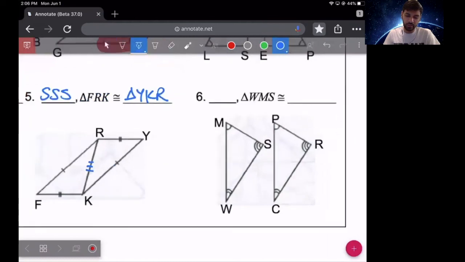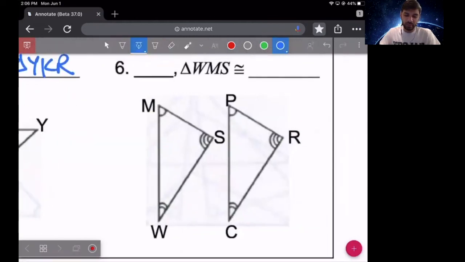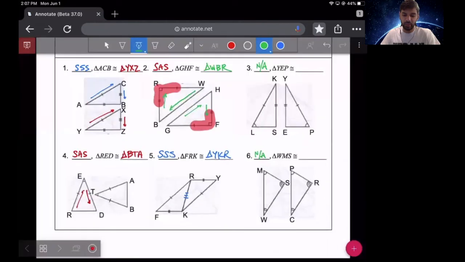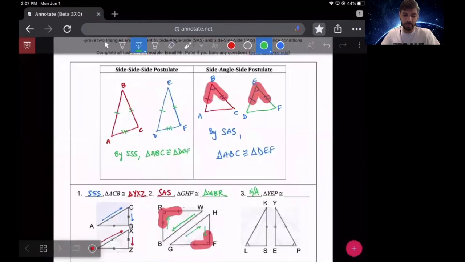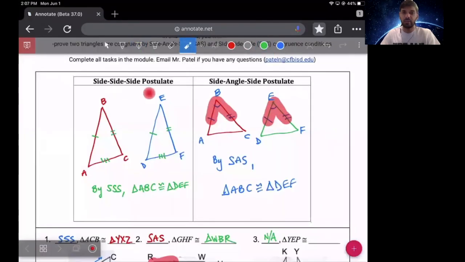All right, and then last right here, this looks like it's going to be neither side, side, side, nor side, angle, side. This is actually not going to work because it's angle, angle, angle. That's not a rule here, so I'm going to put not applicable. All right, so there's your examples for day 2. In summary, we talked about side, side, side, side, angle, side.